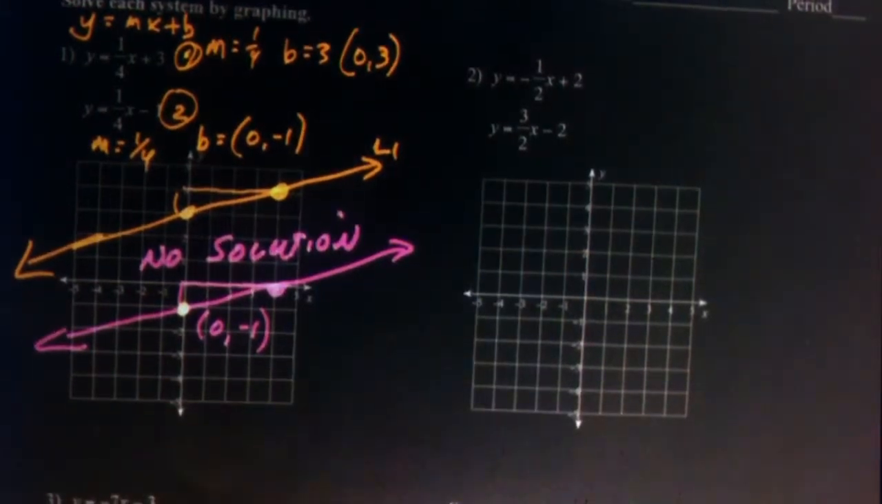Now, that's when we have lines that never cross and when we have the same slope. Well, let's look at a question where we have lines that do cross because we have different slopes. Let's check it out down here. I'll pull this over to the side. And we have two equations.